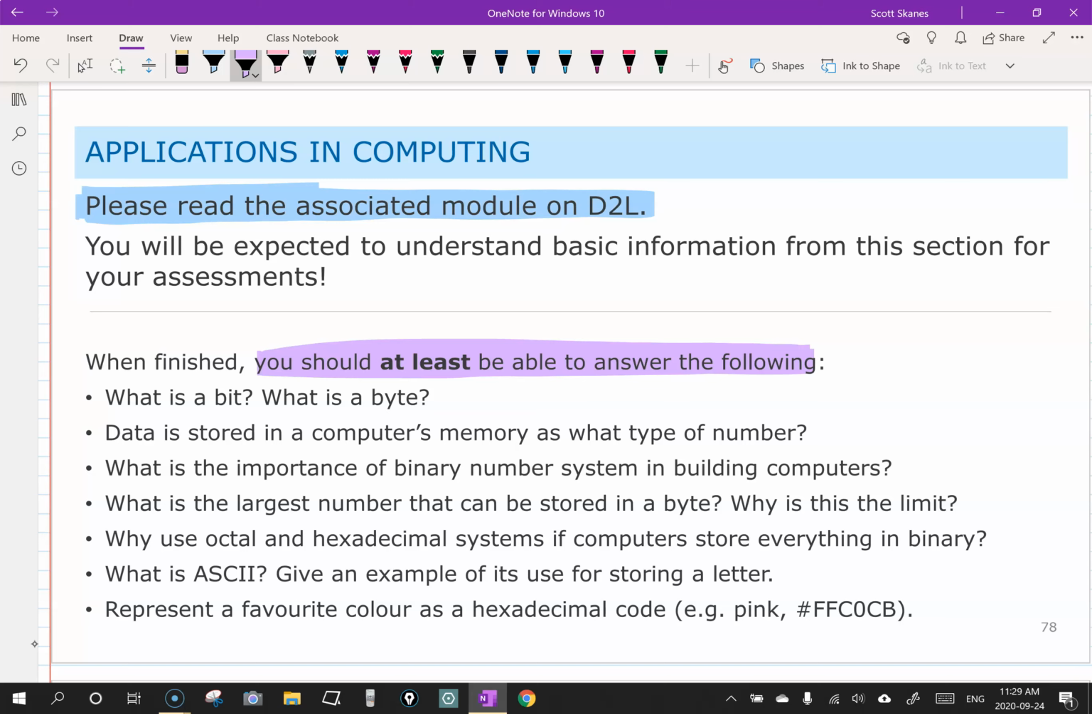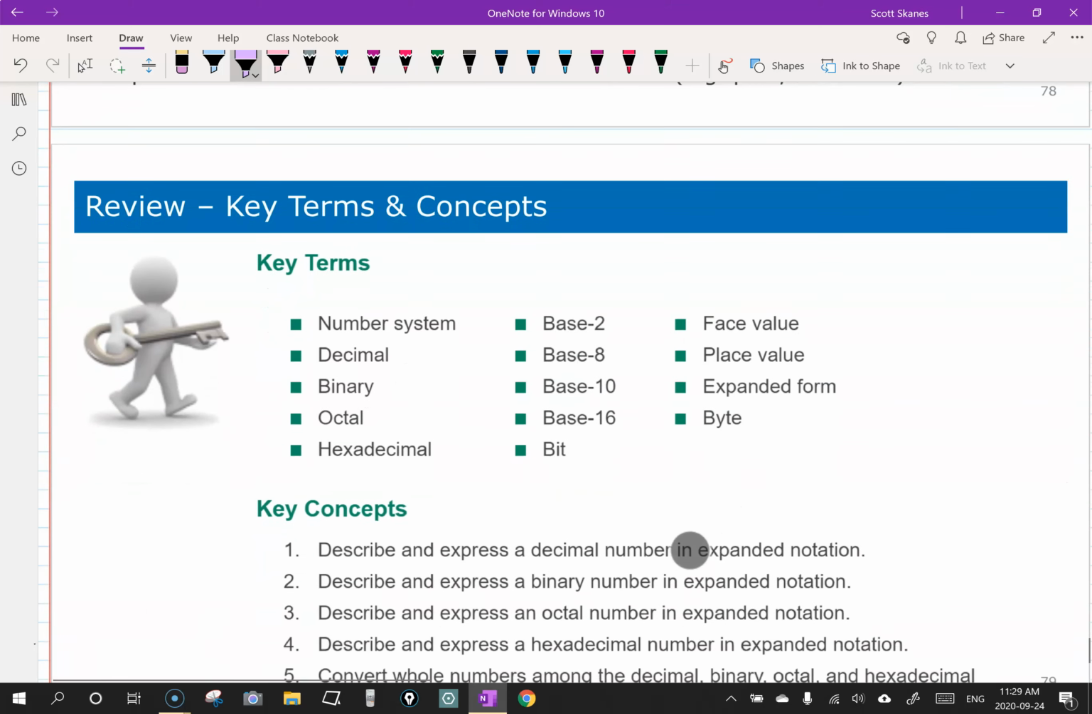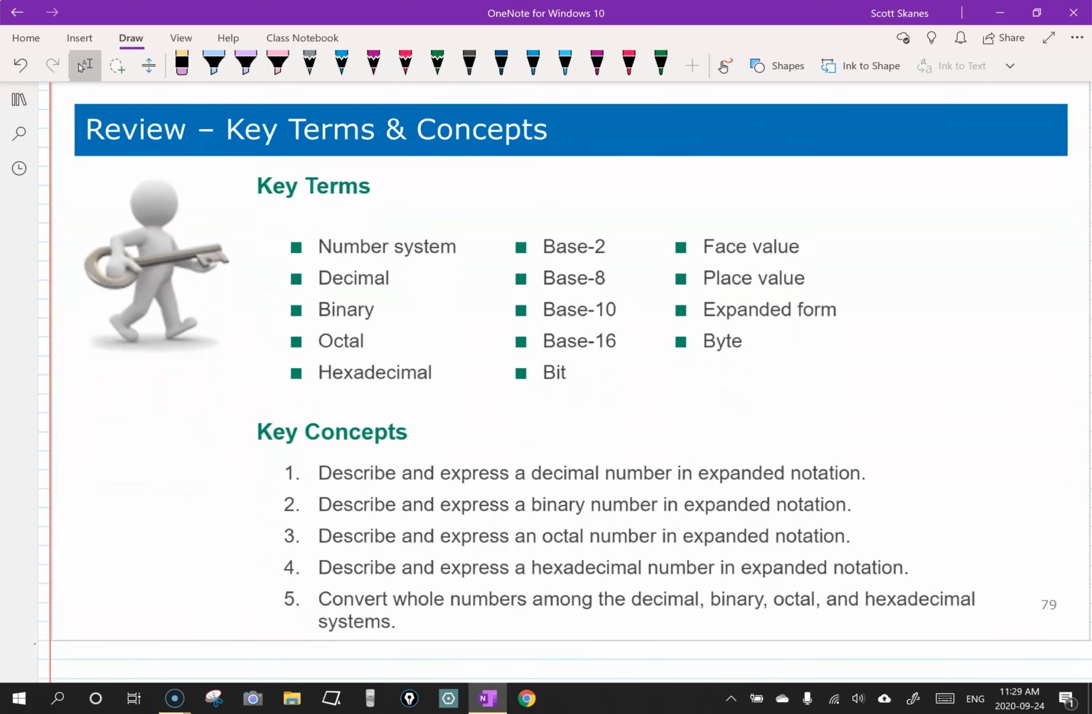And that's it for this unit. You can see that all that's left is the key terms and concepts, which you should take a look through. Make sure that you do indeed know how to do all of these things. This is a good thing for when you're preparing for a test, for example, to say, do I know what a number system is? Decimal, binary, octal, hex, what's the difference? And for example, if I asked you to describe and express a hexadecimal number in expanded notation, you should know how to do that.